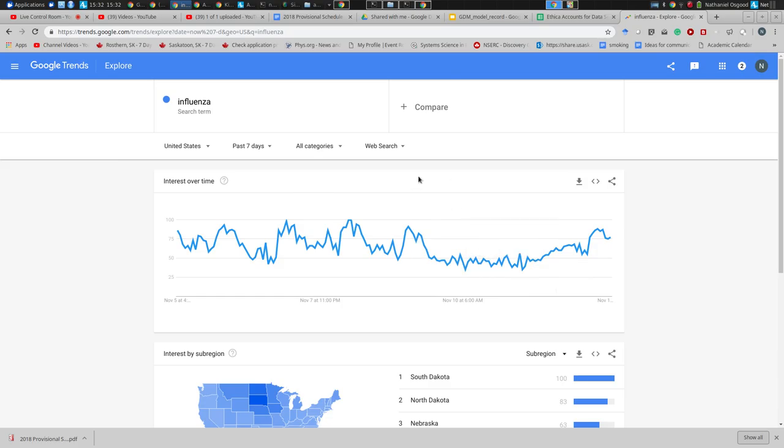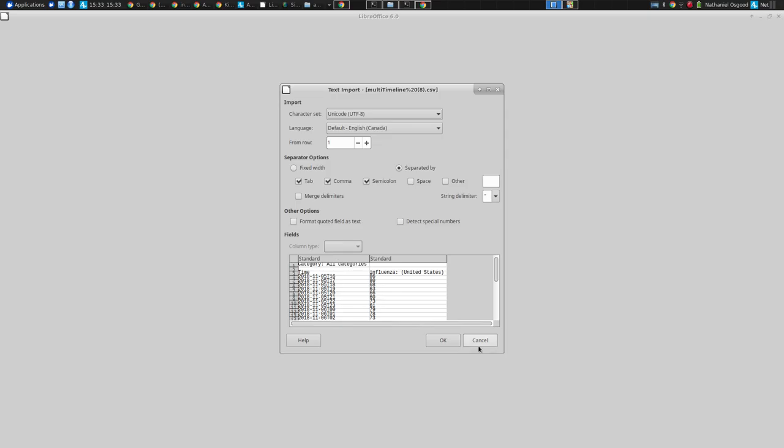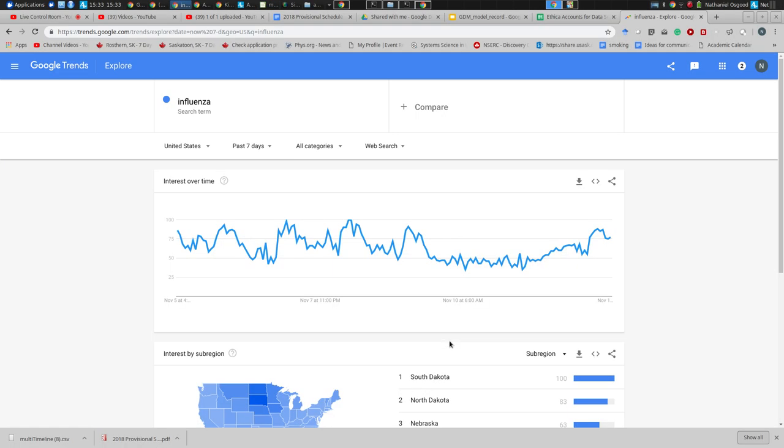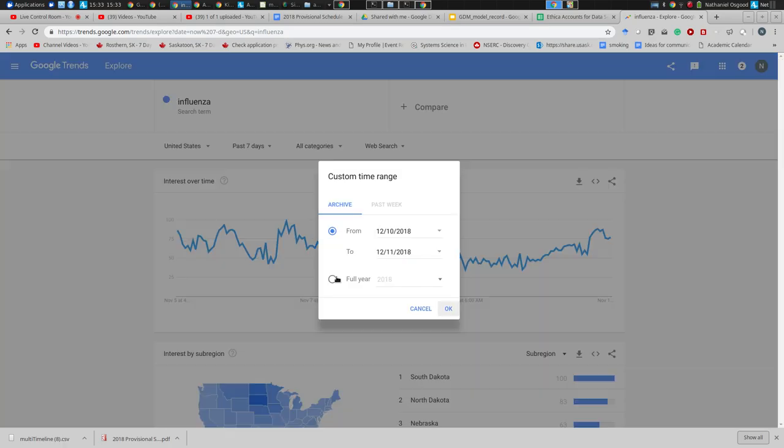So, first of all, I would note that any of these can be downloaded as a CSV file. So by pressing this button, we can call this down as a CSV. I can open it here, and I can see over time the responses, the relative number of searches at different times of day on different days, and I can do so within a certain period of time. There's nothing to prevent me from further saying, instead of past 7 days, I could say a custom time range, right?